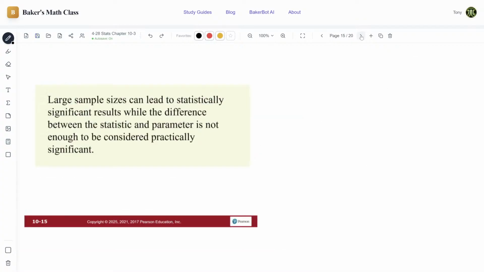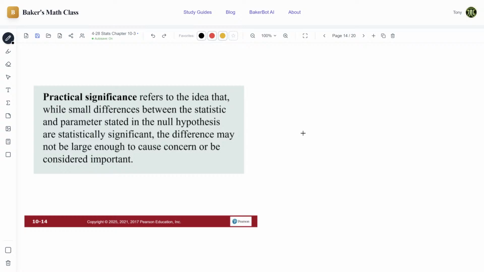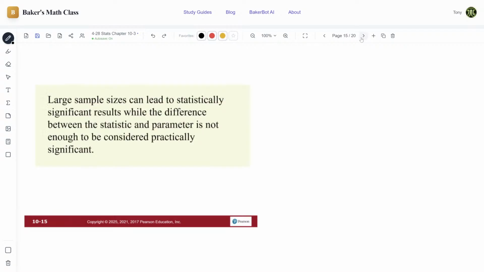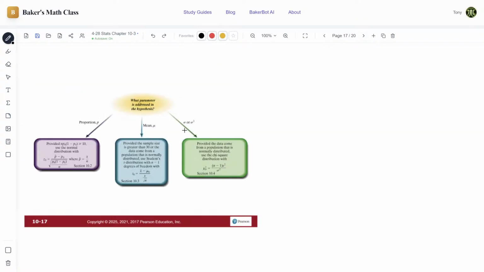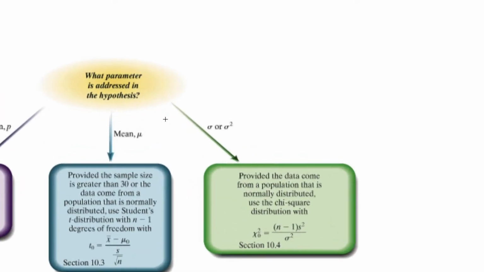So practical significance means that while there are small differences between statistics, it's not really large enough to be a concern. So we really wouldn't care about it. Large samples can typically do that. All right. 10.5.